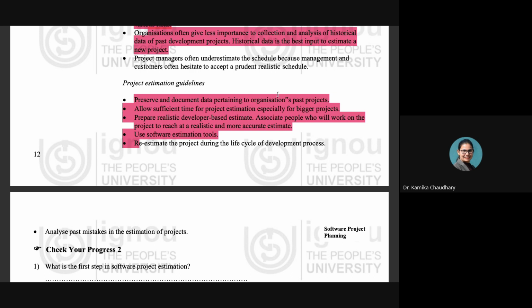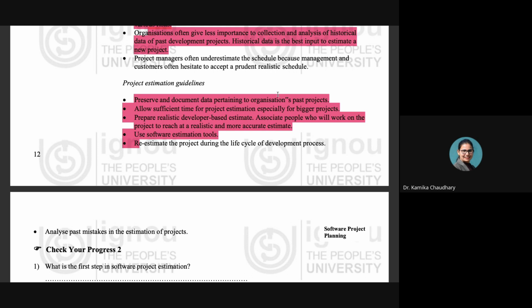Now, re-estimate the project during the life cycle of the development process. If during the life cycle of the development process it is seen that our development is lagging far behind the estimated schedule, then re-estimation of the project should be done. Whenever there is a lot of difference between reality and the estimate, re-estimation should be done.